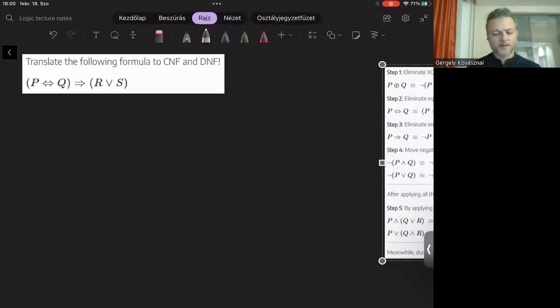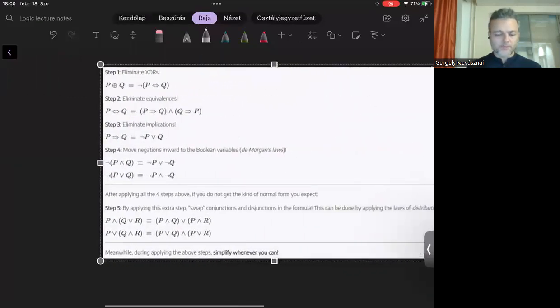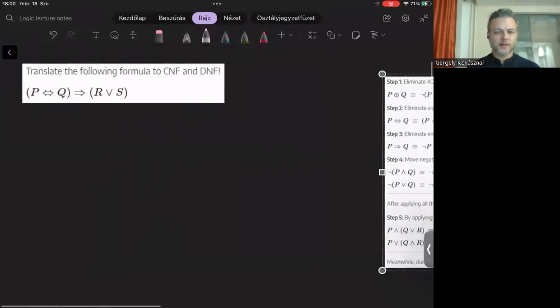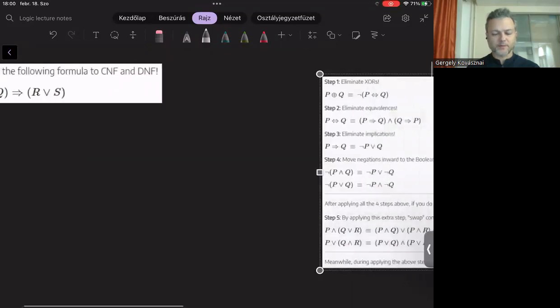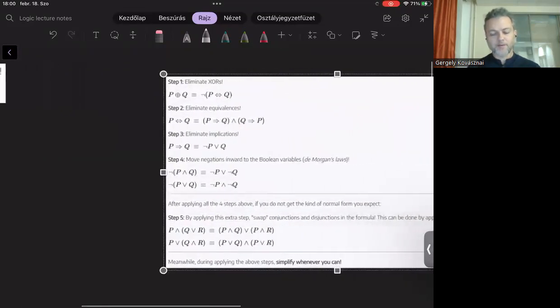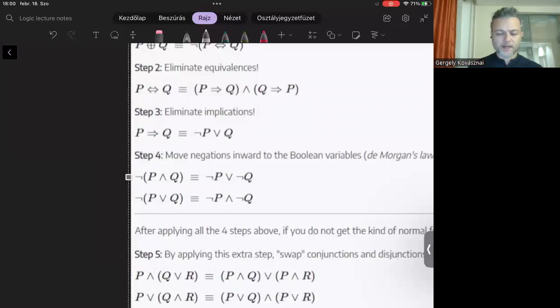In this exercise, we have to translate this formula to CNF and DNF. If you look at the algorithm, the first step is about eliminating XORs, but fortunately there are no XORs in our formula, but we now have an equivalence. So according to the second step, let's get rid of equivalences. Whenever we have an equivalence, we can translate it to two implications.